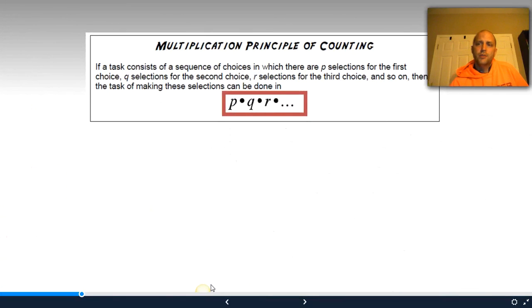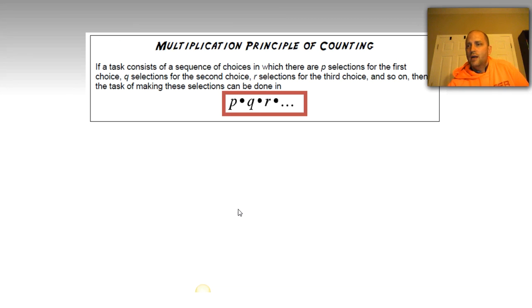So the multiplication principle basically says if I have a bunch of choices, so I have P choices or selections for the first choice, Q possibilities for the second choice, and R selections for the third choice, to find out all the different possibilities there are, all I do is take P times Q times R.